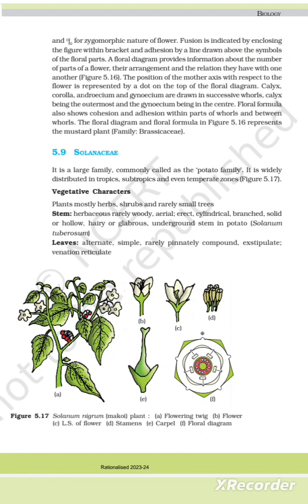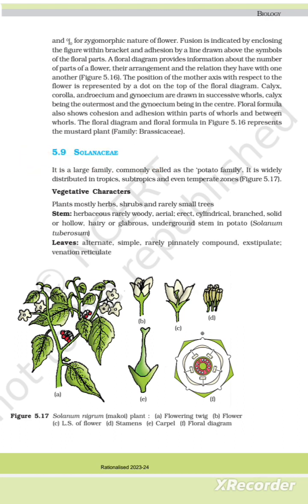A floral diagram provides information about the number of floral parts, their arrangement and the relationship they have with one another. Figure 5.16. The position of the mother axis with respect to the flower is represented by a dot on the top of the floral diagram. The calyx, corolla, androecium and gynoecium are drawn in successive whorls, calyx being the outermost and the gynoecium being in the center. Floral diagrams also show cohesion and adhesion within the parts of whorls and between whorls. The floral diagram and floral formula in Figure 5.16 represent the mustard plant, family Brassicaceae.